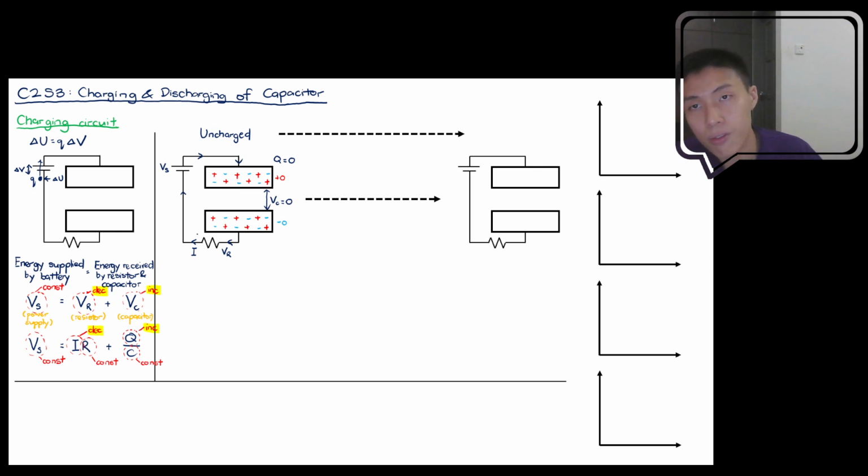Before that, when it's uncharged, we're going to close the switch in order to start the process of charging. Maybe there's a switch somewhere, and now we close the switch so that the process of charging starts. We are going to set that time as time equals 0.